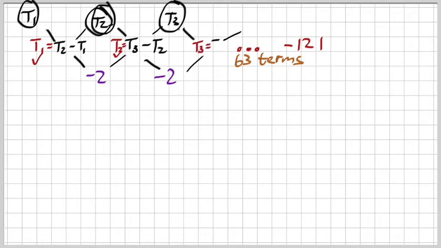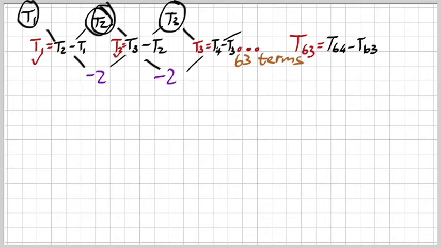So term 3 is going to be T4 minus T3. If I now expand this, and you see I've written it down, T63 is going to be T64 minus T63.